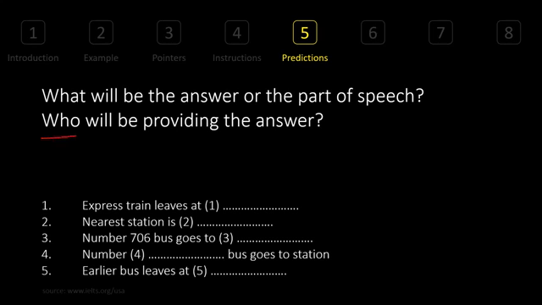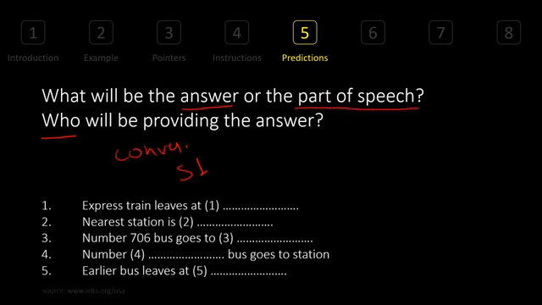Why did I write who? See, this is always a conversation. I think we have seen that earlier, that this is section 1. In section 1 it is a conversation between two people. So who will be providing you the answer? You can get an idea from predicting. Second thing, what will be the answer? Just a guess, or you can guess the part of speech.